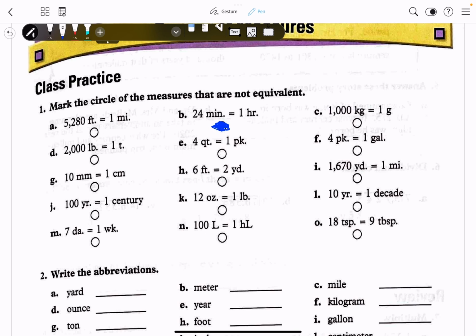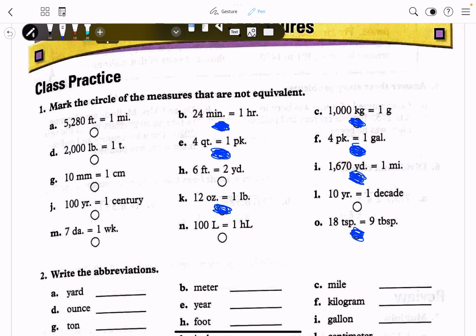Okay, you should have bubbled in C because that's not true. E, F, I, K, and O. Those are all the ones not true. Okay, so make sure you have that correct.